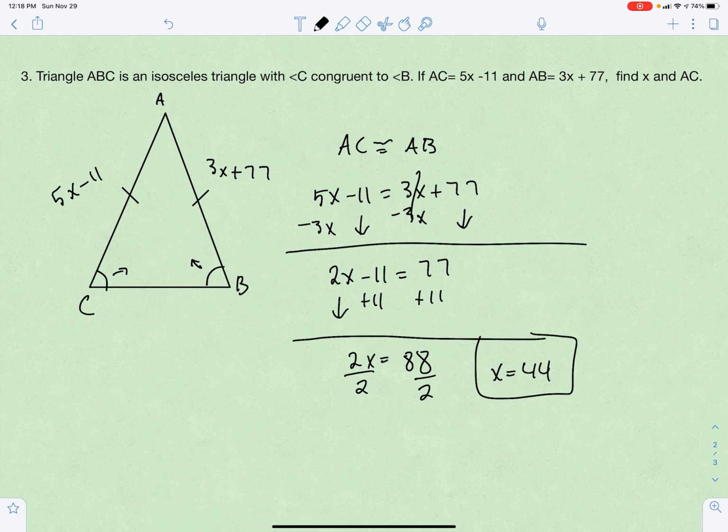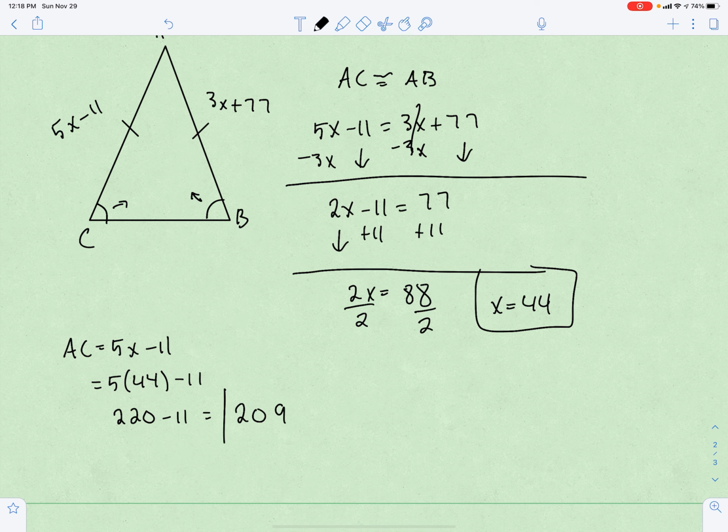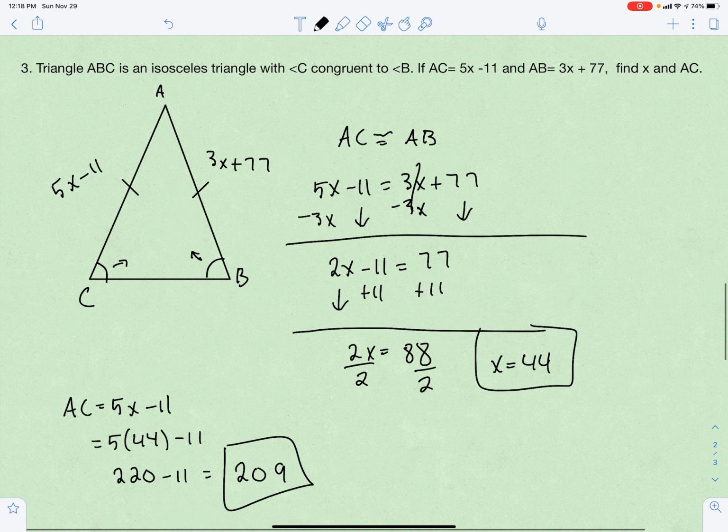So now I found x, and they also want me to find out what AC is. So we know that AC is equal to 5x minus 11. So that would be 5 times, we know what x is, it's 44, minus 11. 5 times 44 is 220 minus 11, which would give me 209. So I found out what x and AC are.